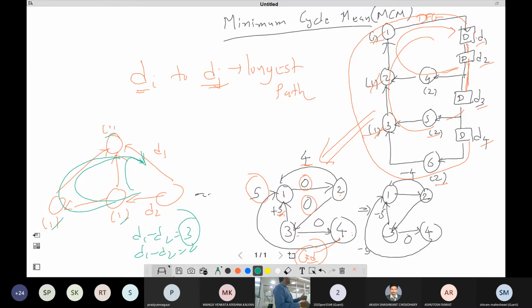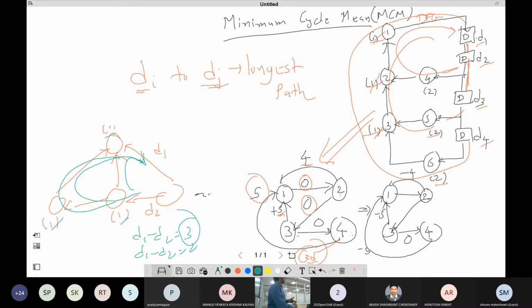There can be two longest paths, but the weight will be the same. Then the weight will be counted only once. So don't be confused if there are multiple paths to reach from one particular delay element to another delay element. At that time, you need to find only the longest delay. So this is the first step.